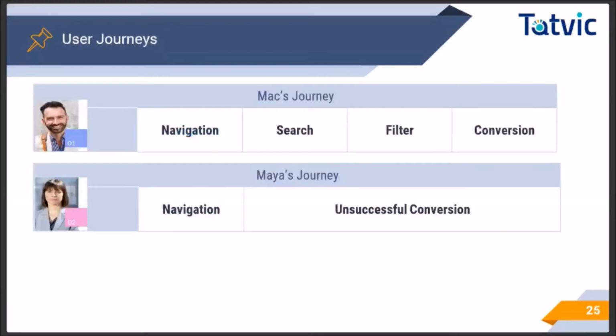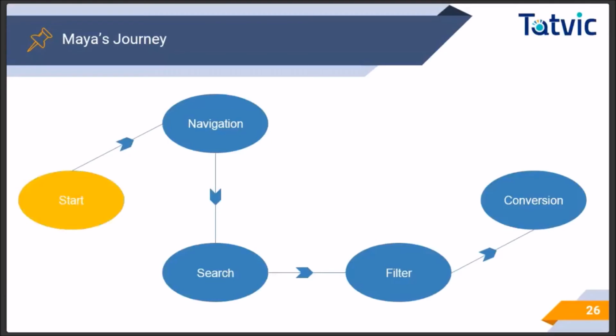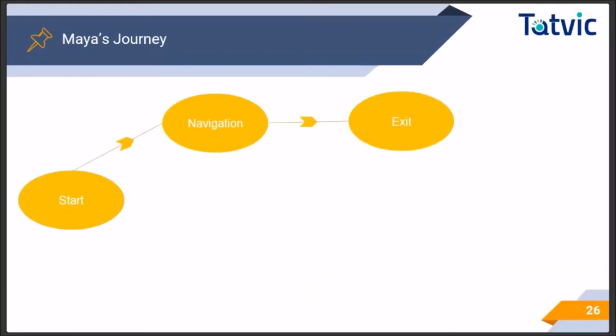Let's see about Maya. Let's see what she does. She comes to start, she goes to navigation, and finally she exits. Oh, which means that my navigation menu is screwed up, or she was not able to find what she was looking for.